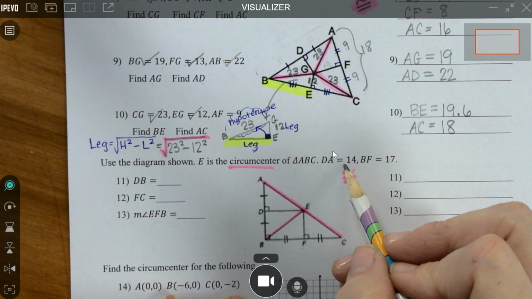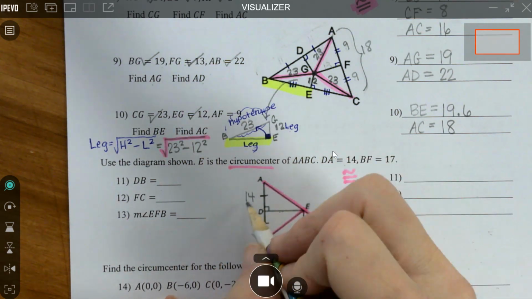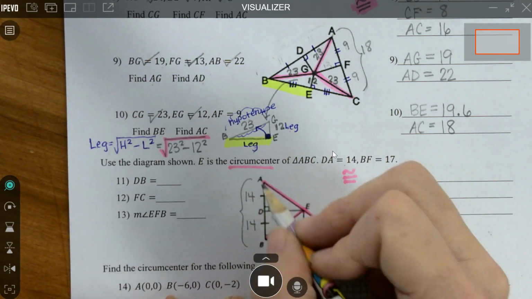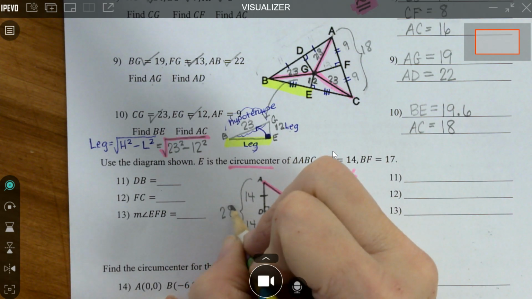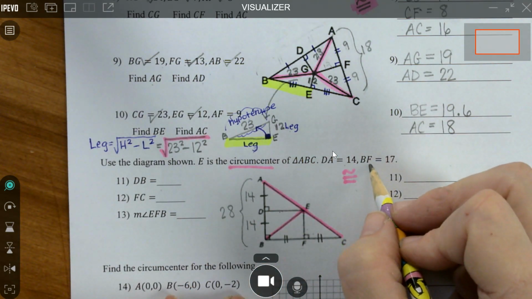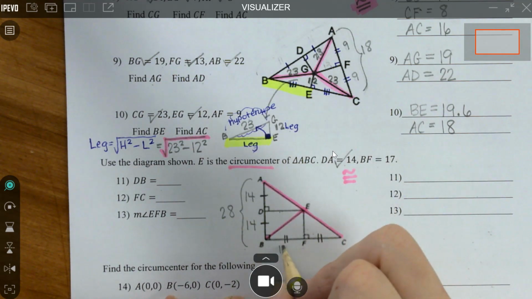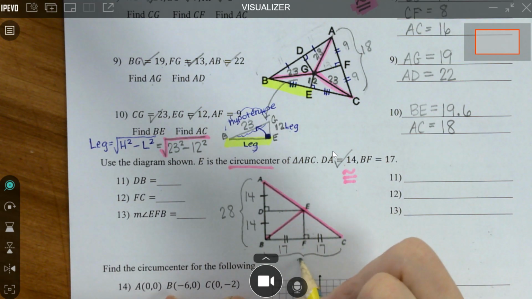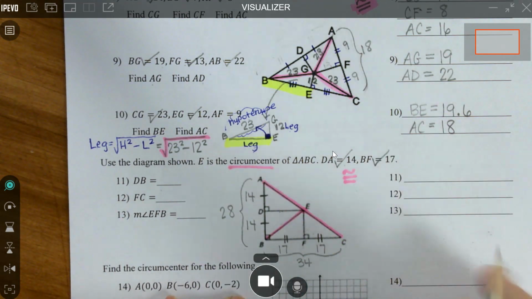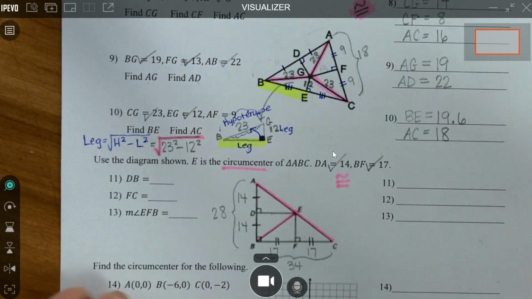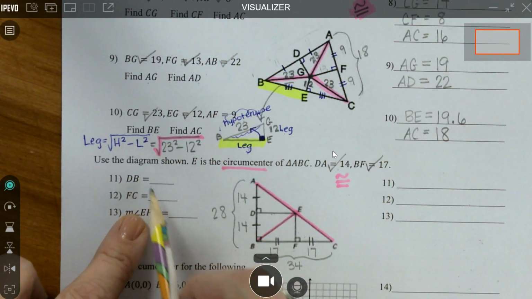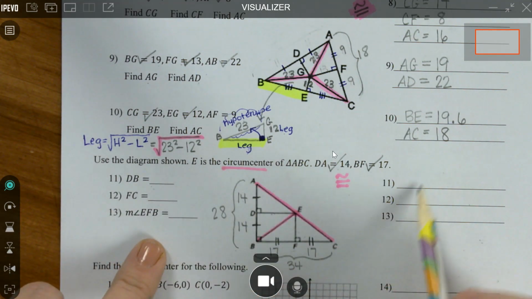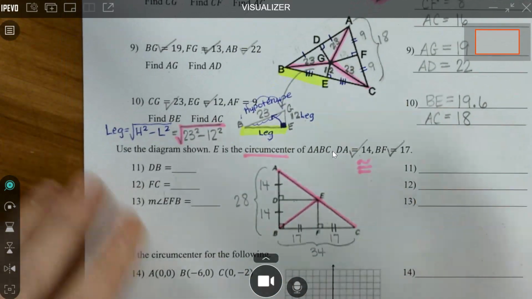Okay, DA is 14. Well, if DA is 14, then DB is 14, and then that means that A to B is 28. All right? It also says BF is 17, so FC is 17, which means B to C is 34. So I have all that. Okay, so we have to find DB, FC, and the measure of angle EFB. You can put your answers here, you can put them here.